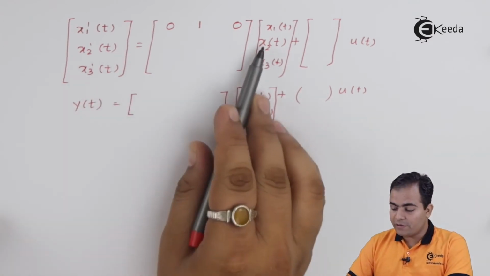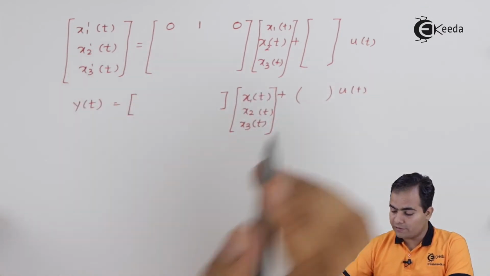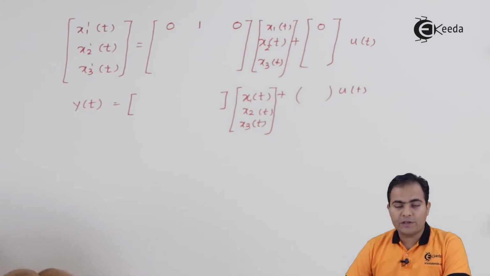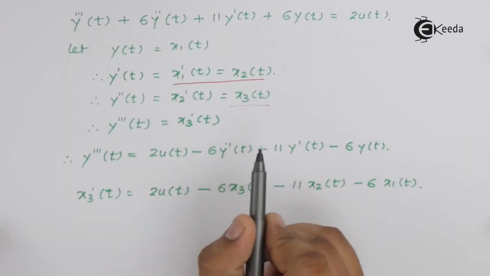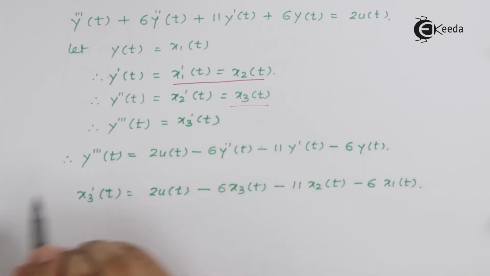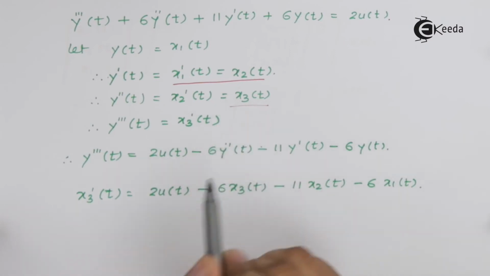Now similarly, we'll find out x1 of t, x2 of t, x3 of t, and u of t values in my x2 dash of t equation. Here we have a 0 value for u of t. Now in my x2 dash of t equation, we have only x3 of t. So x1, x2, and u of t are all missing. So we'll mark the coefficient of the x3 of t value in my matrix.